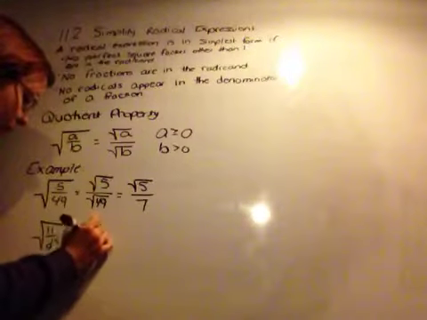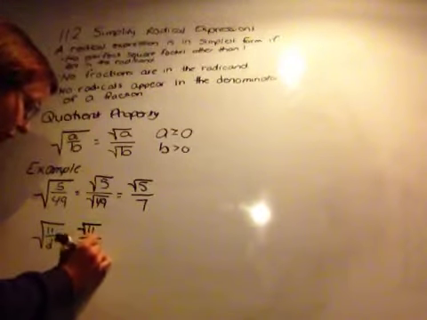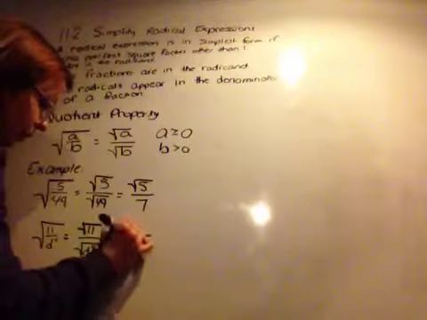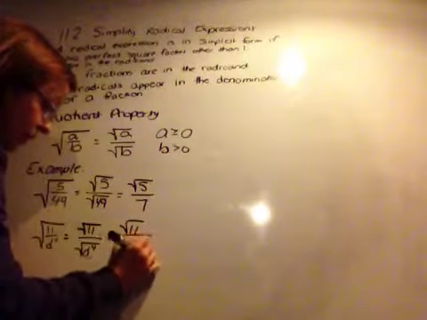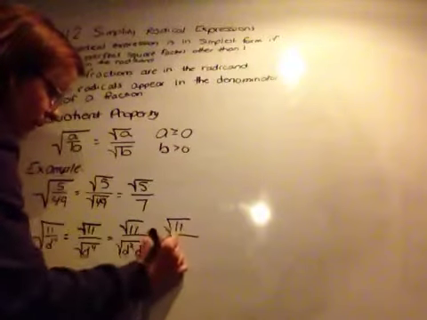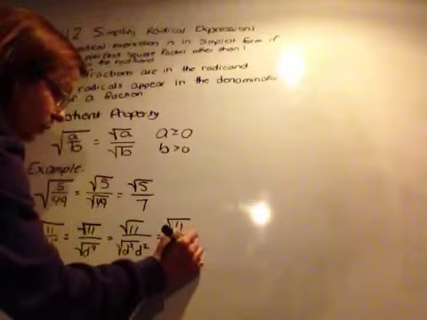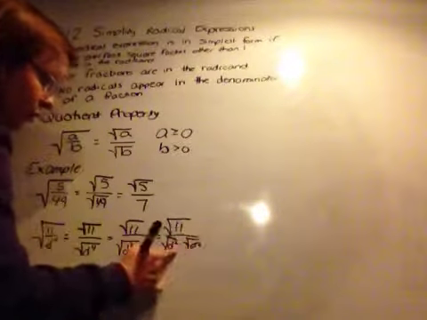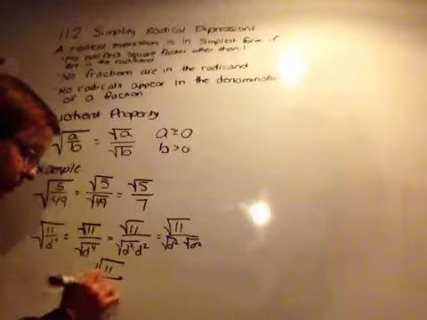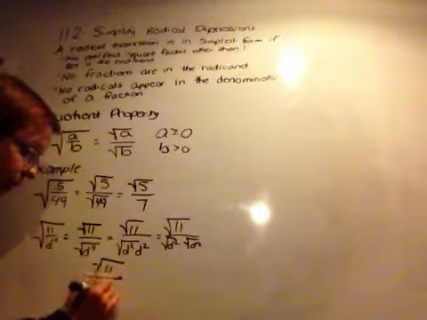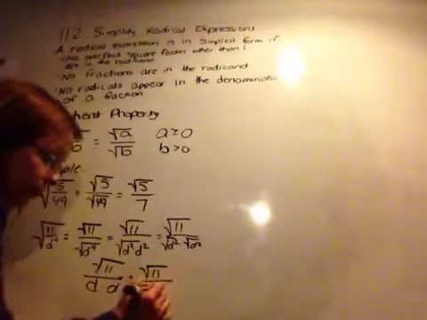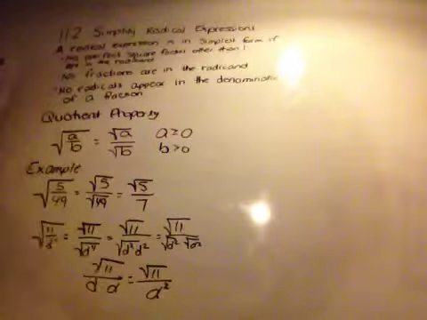So we're going to split this up, square root of 11 over the square root of d to the 4th. This is going to be square root of d squared times d squared. And then we can split those up. The square root of d squared is just d, and the square root of d squared is d. So I end up getting the square root of 11 over d squared.